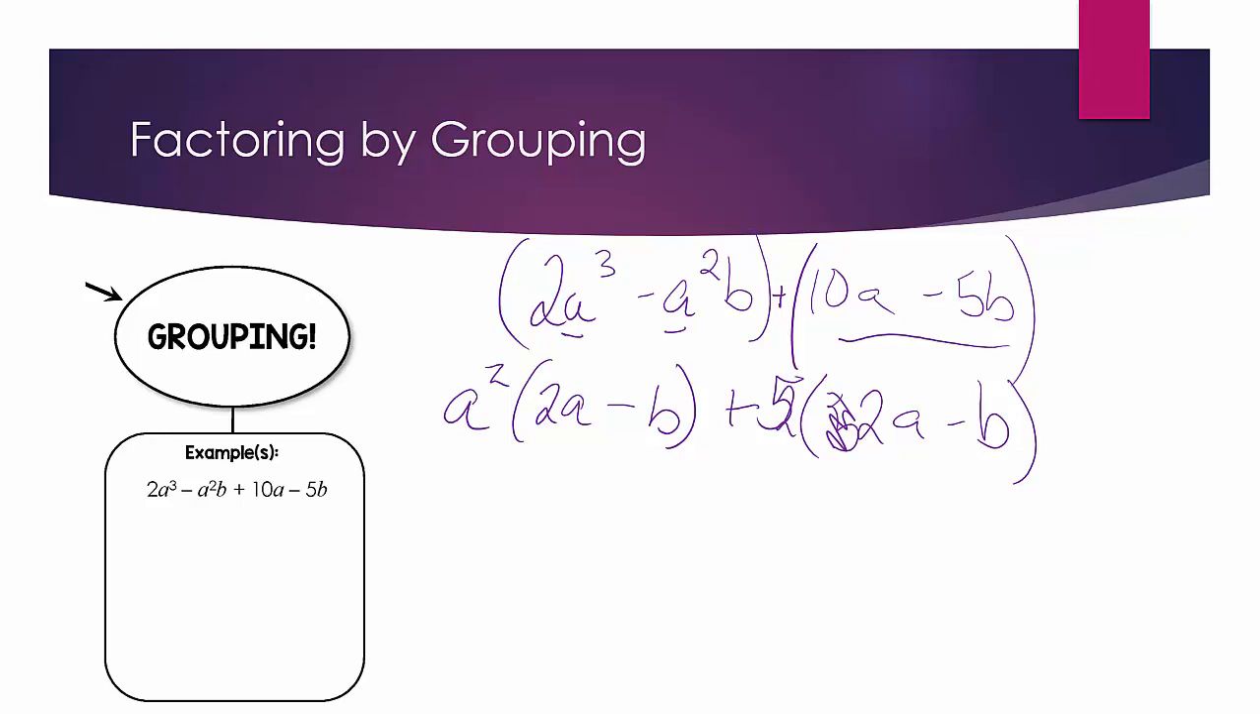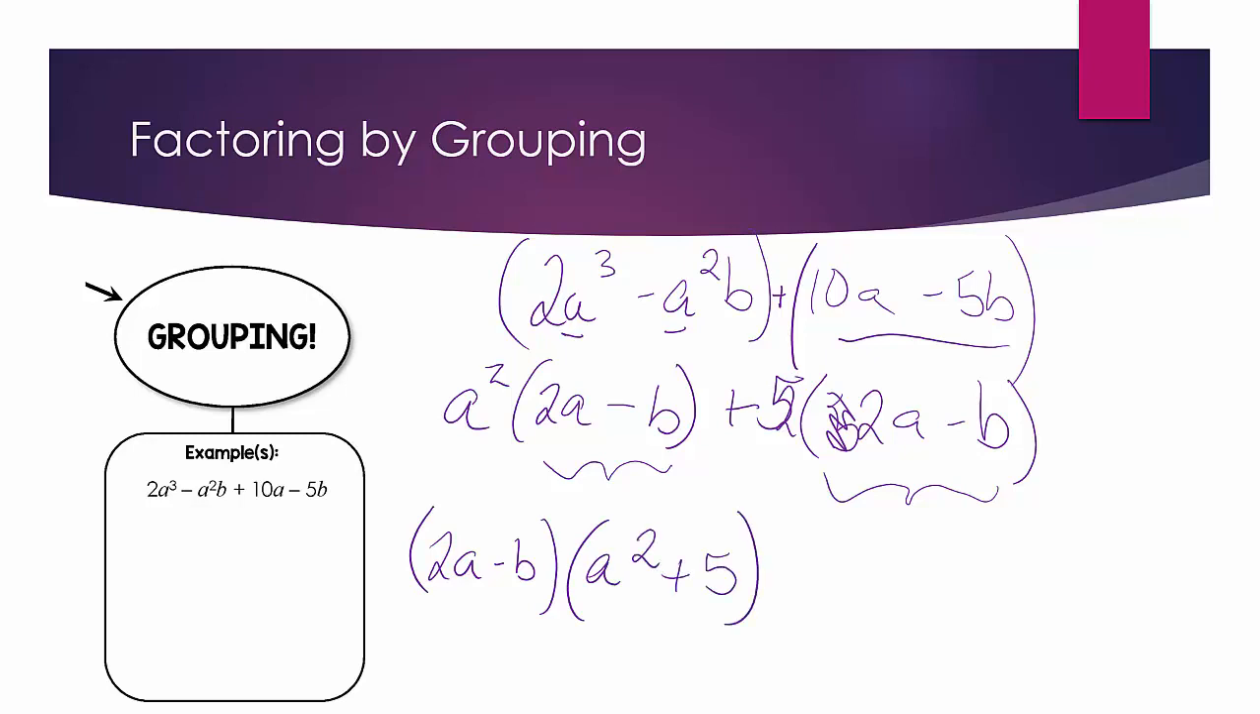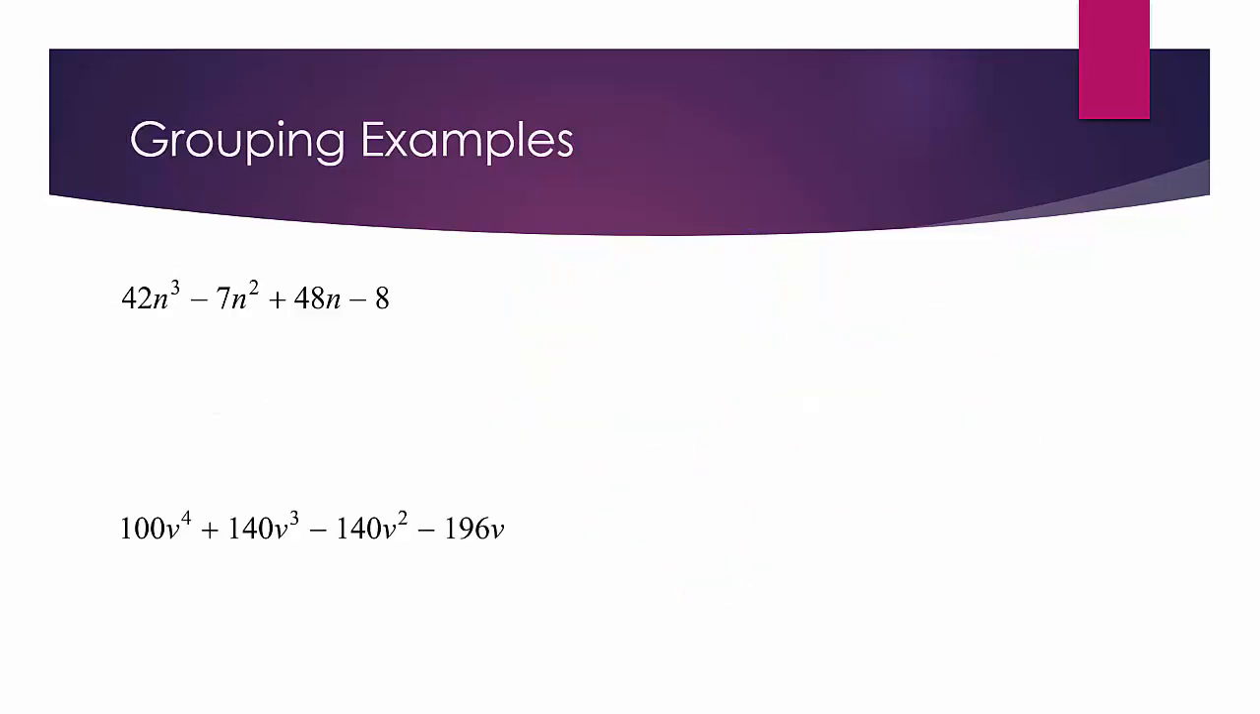And then now the GCF here is the 2a minus b. So we're going to factor out the 2a minus b, and we're going to write down the remnants of the equation. And we have factored that successfully. So let's look at the examples.